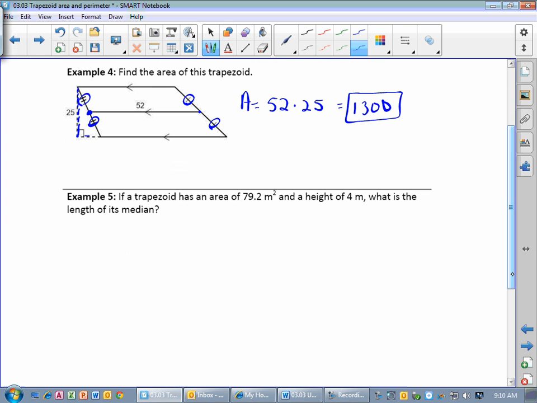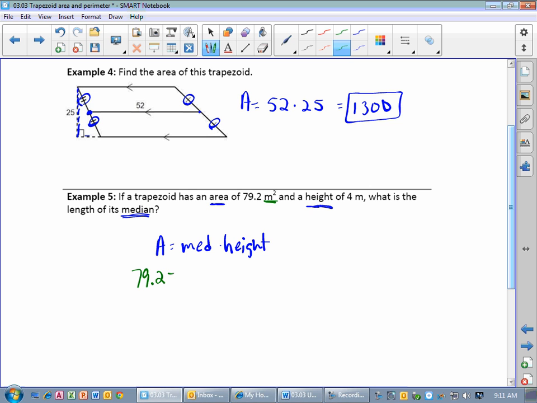And then the last example, if a trapezoid has an area of 79.2 square meters and a height of 4 meters, what is the length of its median? We have an area, we have a height, and we're asked about the median. So we want to write down the formula that involves those 3 things. Area equals median times height. Now, are we squaring 79.2 right here? Remember, this is just a unit. We're not squaring 79.2. It's just 79.2.